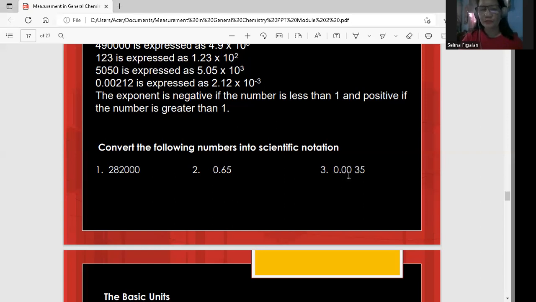Okay? So with your number 3, kailangan mo siyang ilagay dito sa gitna ng 3 and 5. So the movement going to the right, so this is negative. This is 3.5 times 10, 1, 2, 3, negative 3.